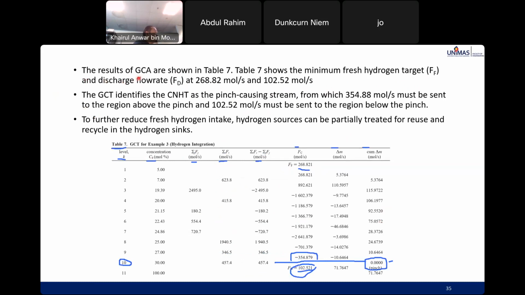The result of GCA, gas cascade analysis, is shown in table 7. Table 7 shows the minimum fresh hydrogen target F and discharge flow rate FD at 168.82 mole per second and 102.2 mole per second. So this is F and FD.